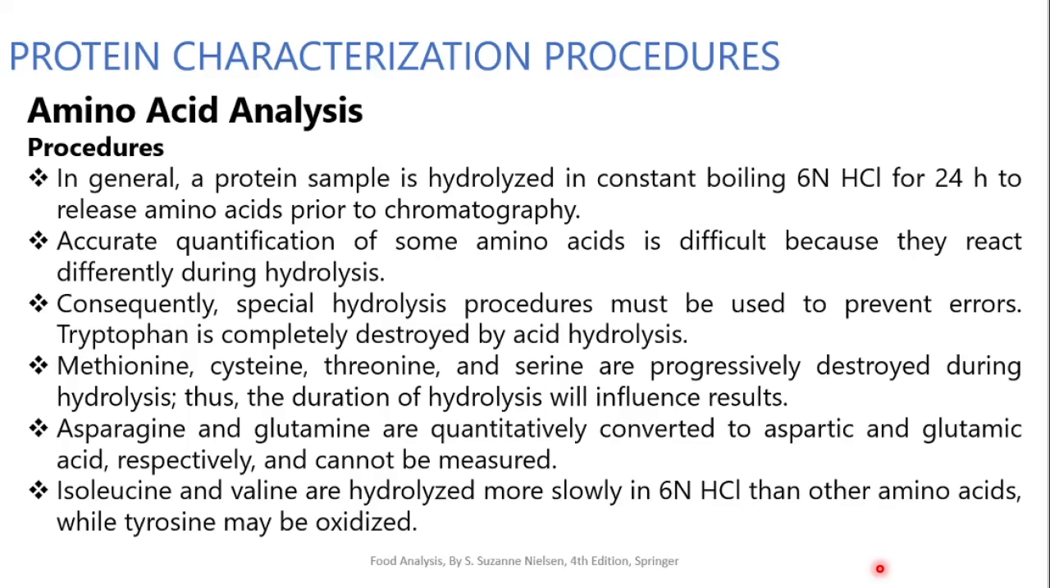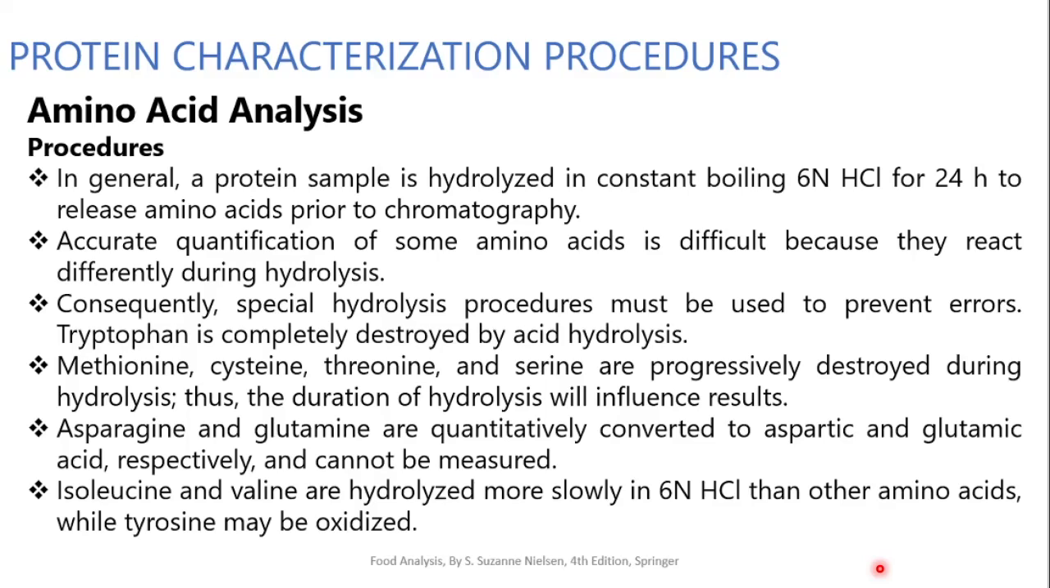Then, accurate quantification of some amino acids is very difficult because they react differently during the hydrolysis. There is some degradation while hydrolyzing the protein molecule, and hence accurate quantification is very difficult. Consequently, special hydrolysis procedures must be used to prevent errors. Tryptophan is completely destroyed by acid hydrolysis, and that's why we cannot quantify the tryptophan amount in the sample. Methionine, cysteine, threonine and serine are progressively destroyed during the hydrolysis. Thus, the duration of hydrolysis will influence the result.